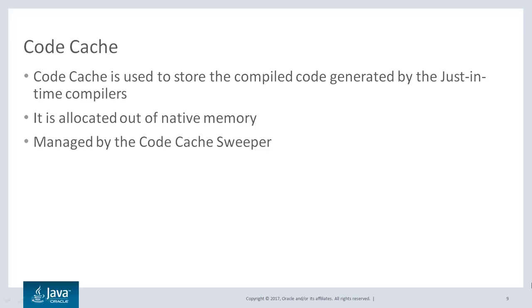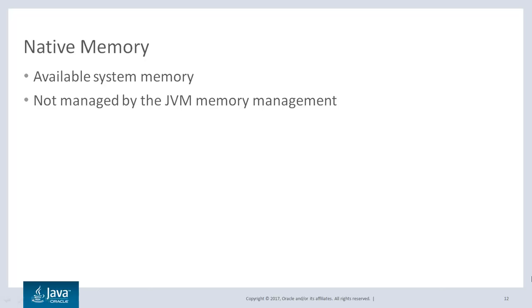Native memory is the rest of the available system memory. It's not managed by the JVM but by the operating system of the platform.